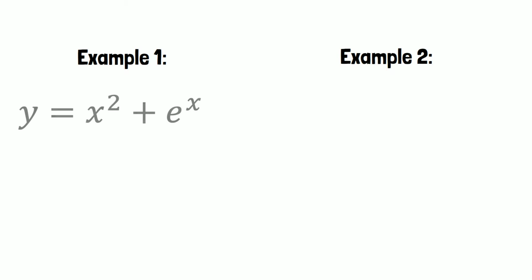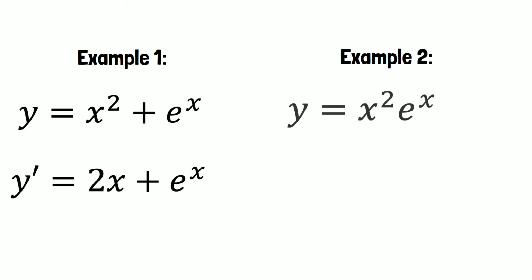On your screen we have the function y equals x raised to the power 2 plus e raised to the power x. We can find the derivative using the power rule. Because the derivative of x raised to the power 2 is 2x and the derivative of e raised to the power x is e raised to the power x, we find the answer 2x plus e raised to the power x. Let's move on to the next example.